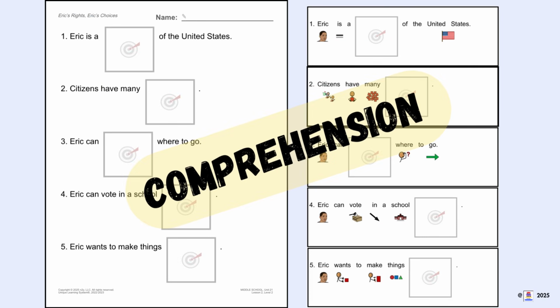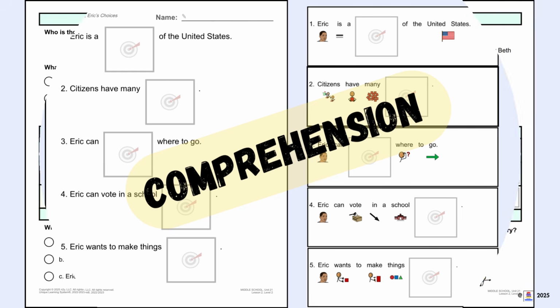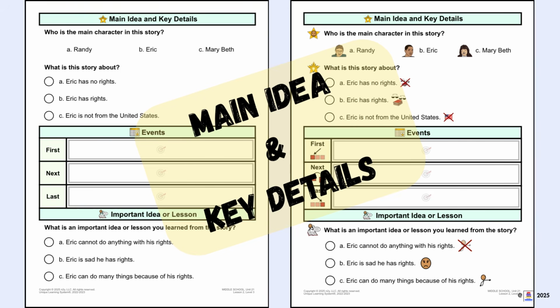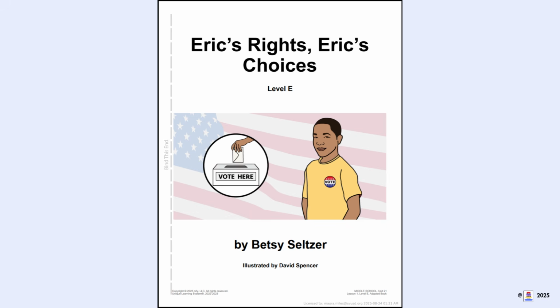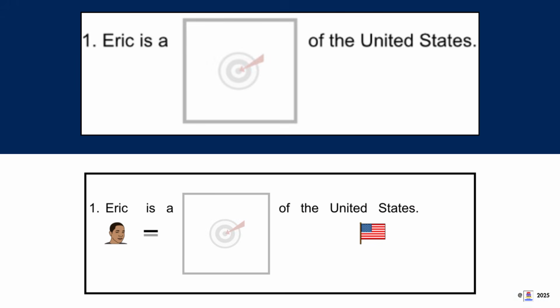Now that we've finished reading Eric's Rights, Eric's Choices, let's go over some comprehension questions to check our understanding. We will also answer a few quick questions about the main idea, the events, and the important lesson from the story. This will be easy because we'll work on it together. And remember, you can always look back at the story if you don't remember an answer. Okay, let's get started. Number 1.